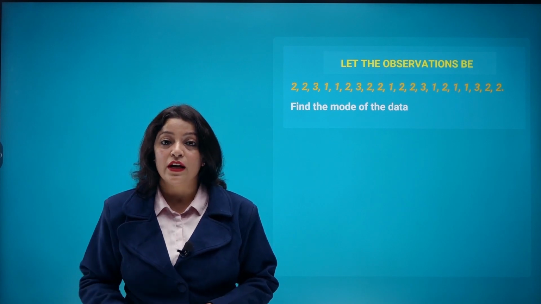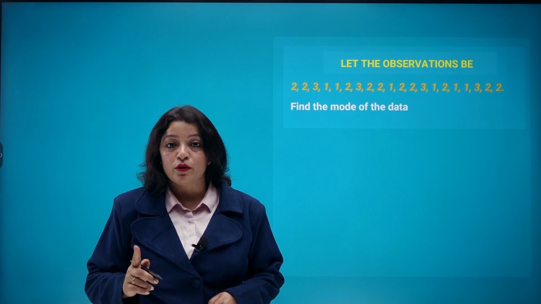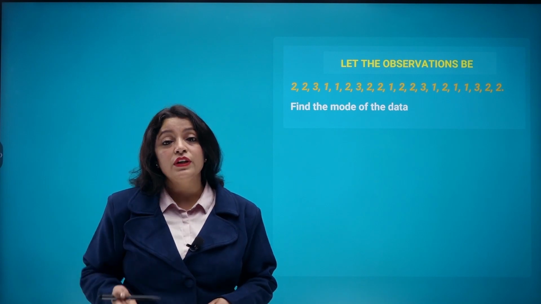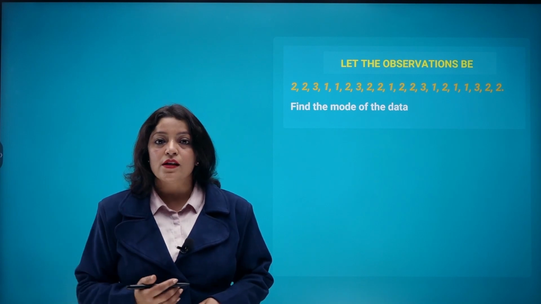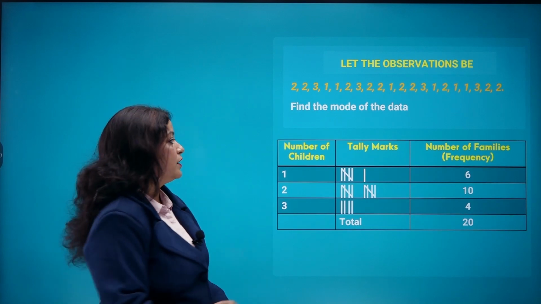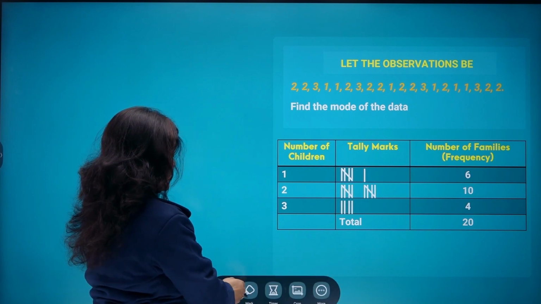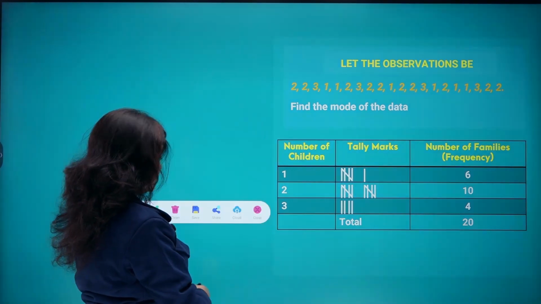How can I find mode? That means whether there are more families with 1 number of children or 2 or 3 number of children. So in this case, we have to write a table form. I think this is now very clear. Now how to start writing this particular thing? Let's begin with it.